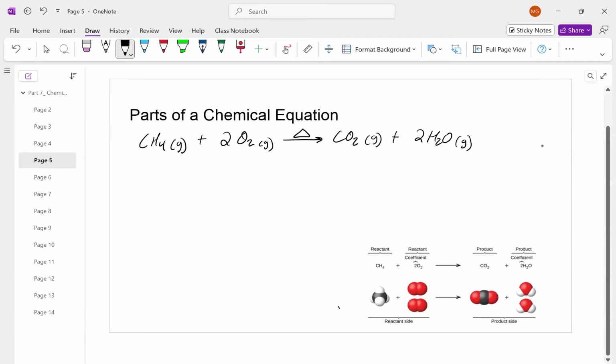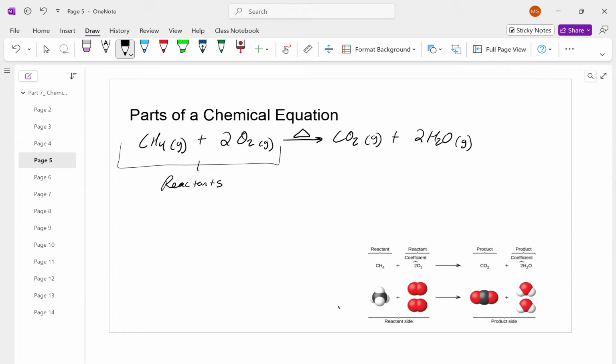Now let's talk about how this reaction is separated. Everything to the left of the arrow are known as reactants. These are the things that you start with at the beginning of the reaction. You mix these things together and you subject it to some sort of condition, and then they produce products. So everything to the right of the arrow we refer to as products.